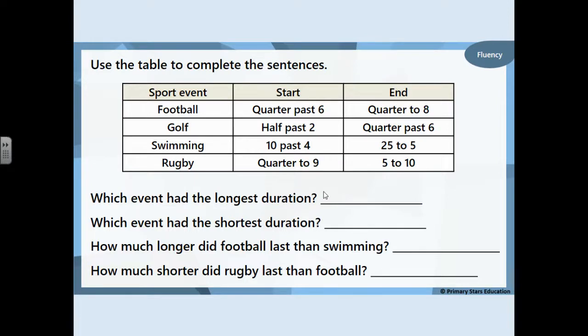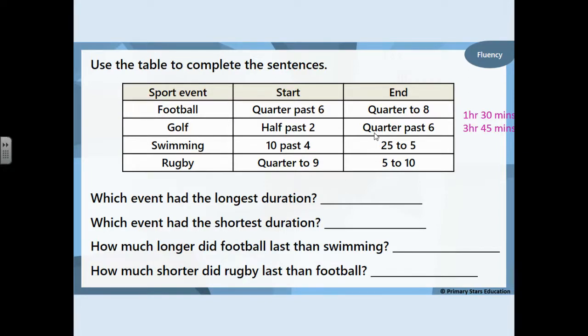In order to do this, the first thing you need to do is find the duration times from the start to the end. So for example, football starts at 6:15, ends at 8:15. So that will be 1 hour 30 minutes. Now golf started at 2:30 and ended at 6:15. So that duration was 3 hours and 45 minutes. Right, please have a go at finding the duration for swimming and for rugby.